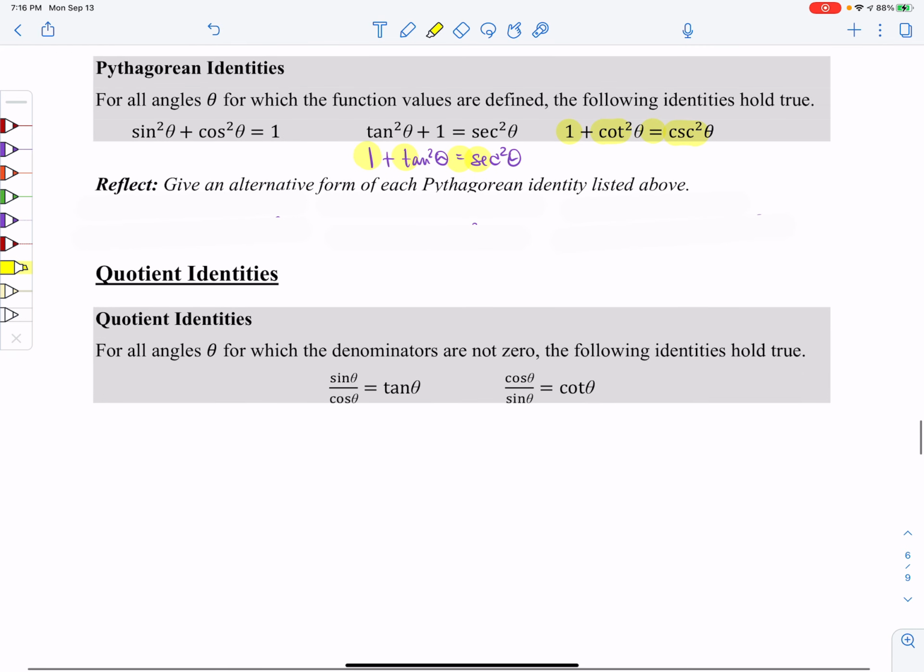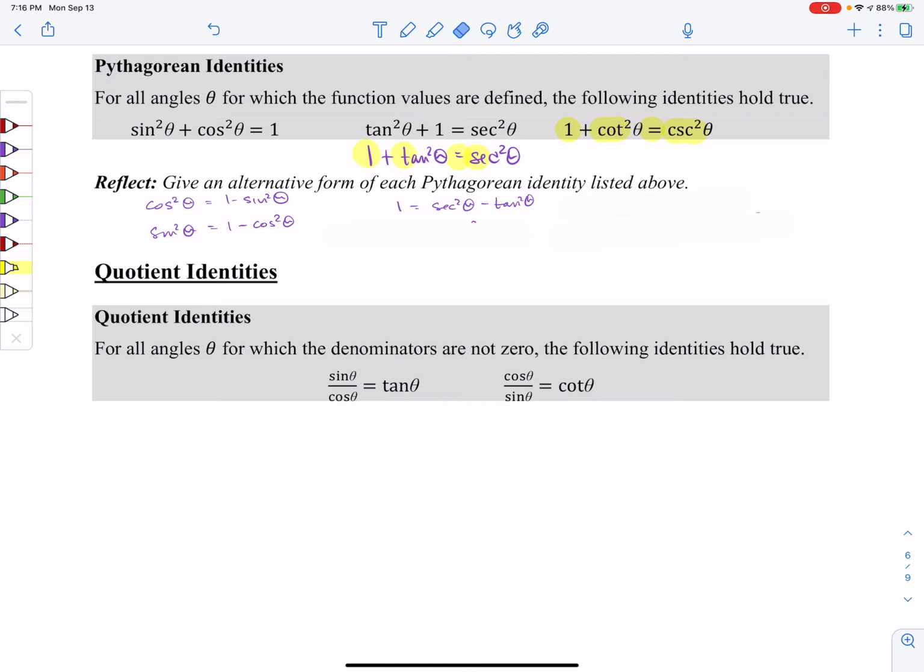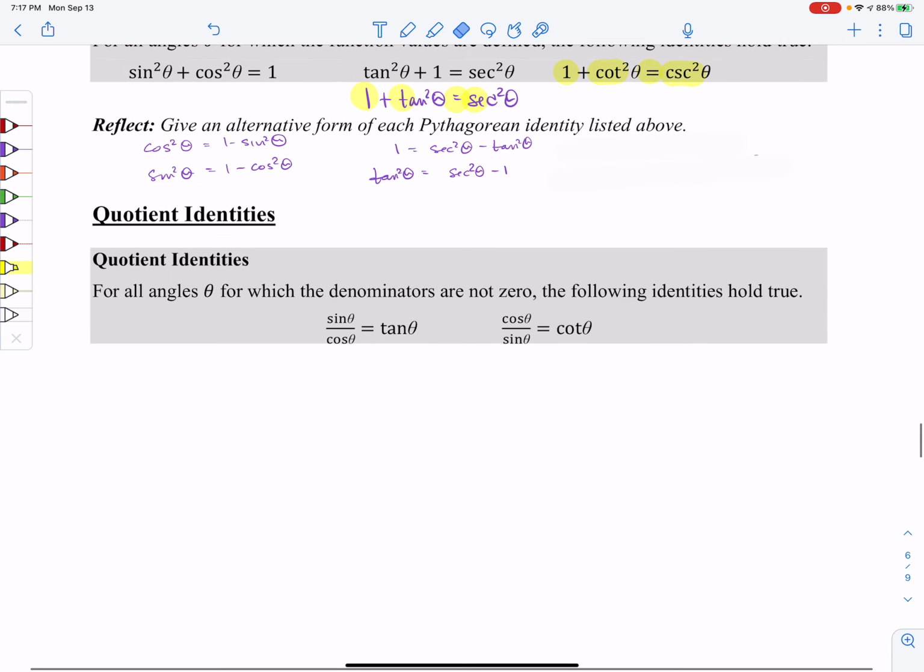A little bit of a reflection here. It says, give an alternative form of each of the Pythagorean identities listed above. And what that means is rearrange this so that it's in a different order. So for instance, you could get cosine squared theta alone by subtracting sine squared on both sides. Or you could get sine squared alone by subtracting cosine squared on both sides. Same thing with the tangent ones. You can get tangent squared alone on one side, or you could get the 1 alone. And I'll let you do the last one. Going to be the exact same idea.